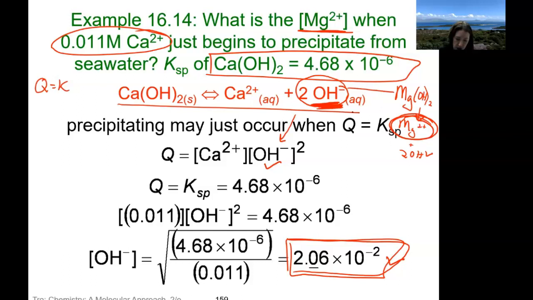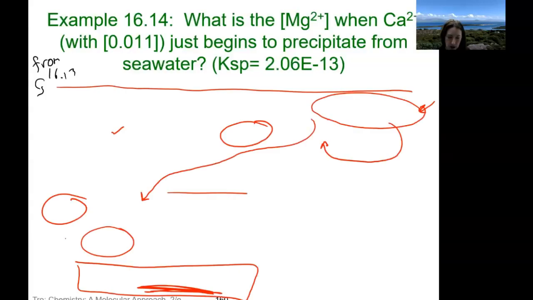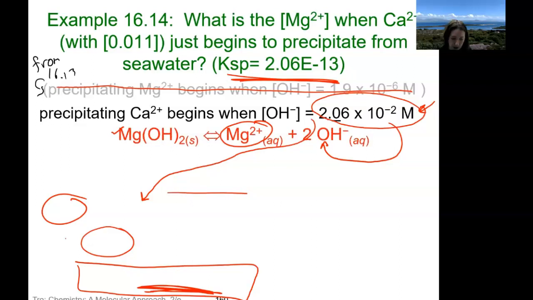So we have our equation, here's our Q, right? We have our calcium, we're gonna solve for OH. So we solve for OH just like we did before. Now we're gonna use this OH concentration. So that's our KSP for CaOH. Here's our KSP for MgOH, right? So now we're going to solve for Mg and we're going to use that concentration of OH that we just found.